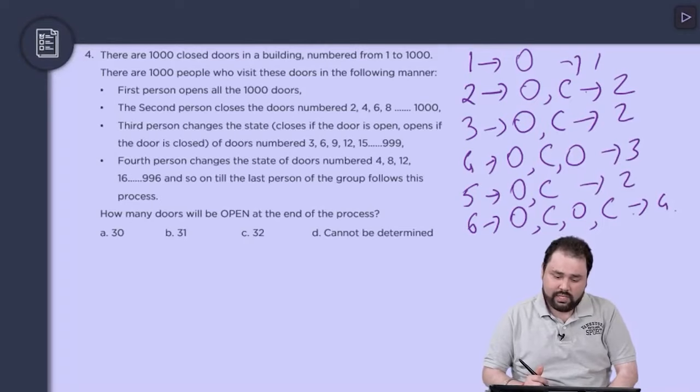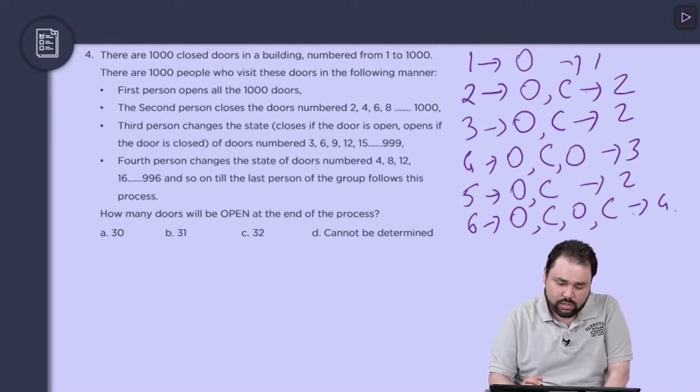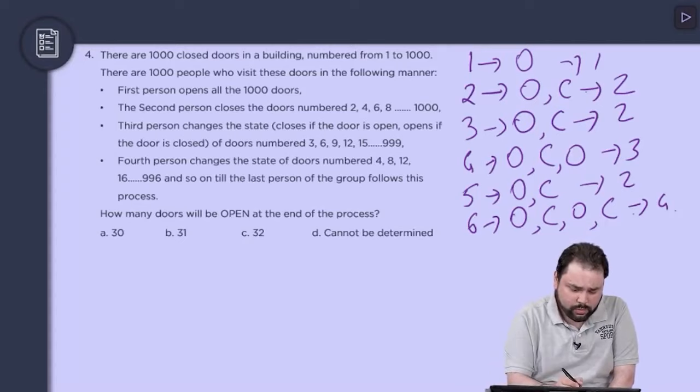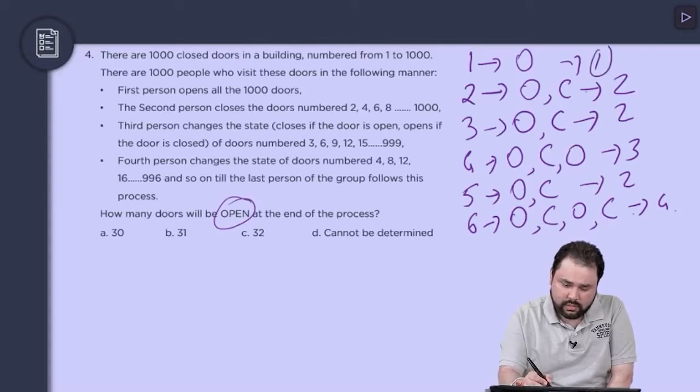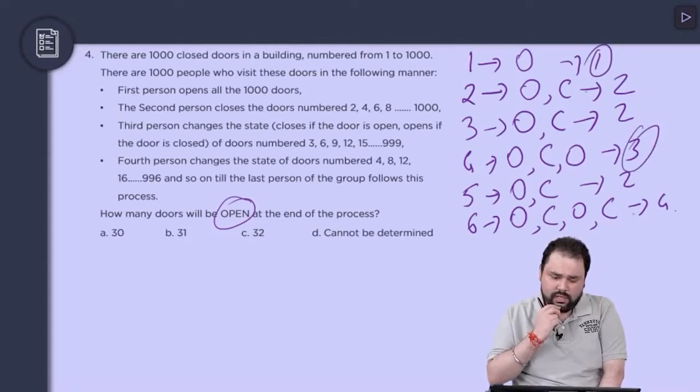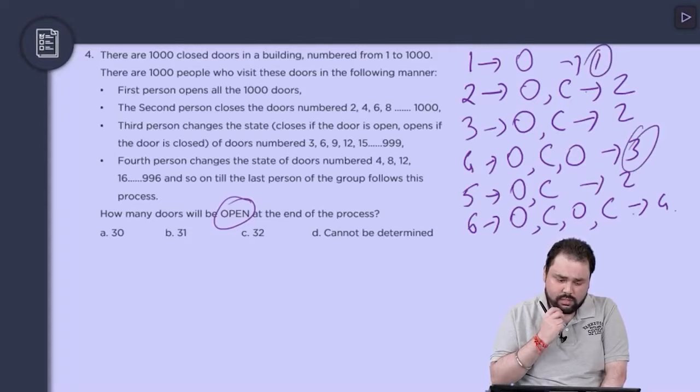Basically what was the question? The door has to be open. So which are the doors which are eventually open? If you see 1, 4, any number which has an odd number of factors is open basically. Any number which has an odd number of factors is open, an even number of factors remains closed.